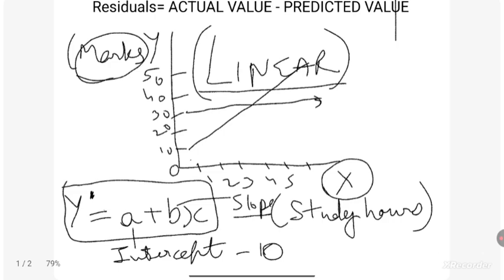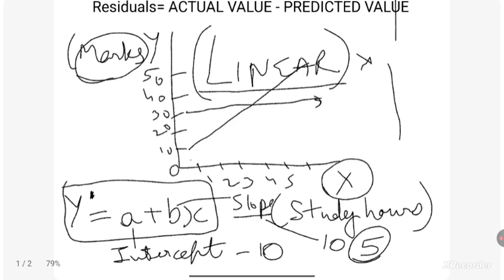So if I say that increasing 1 hour of study increases the student marks by 10, so that means the slope is 10. Or I say that increasing study hour by 1 unit increases the marks by 5. In that case, the slope is 5, right? So now look here carefully.